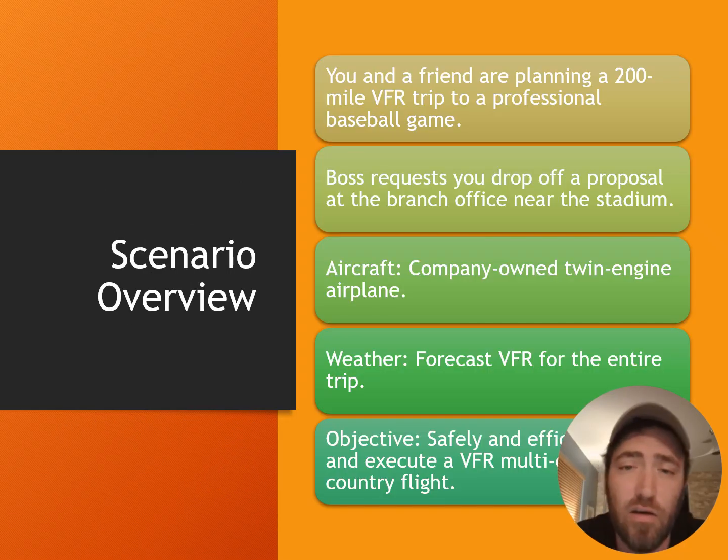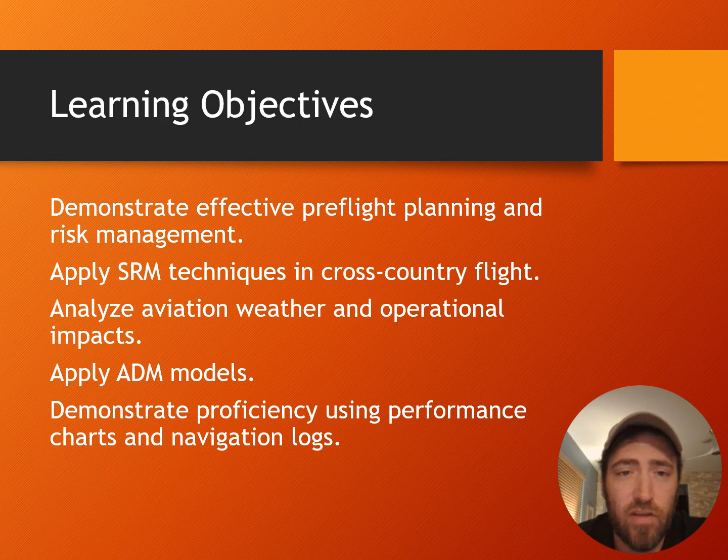The scenario overview is that a friend and I are planning a 200-mile VFR trip to go see a baseball game. Our boss from work had requested that we drop off a proposal at a branch office near the stadium. They're letting us use the company-owned twin engine. Like I said, I'm using a DA42 for today's example. Weather is forecast VFR for the entire trip. And the objective for us is to safely and effectively execute our VFR multi-engine cross-country flight.